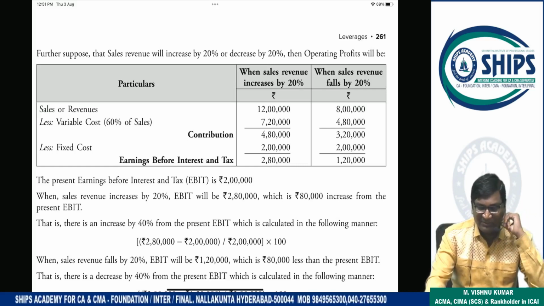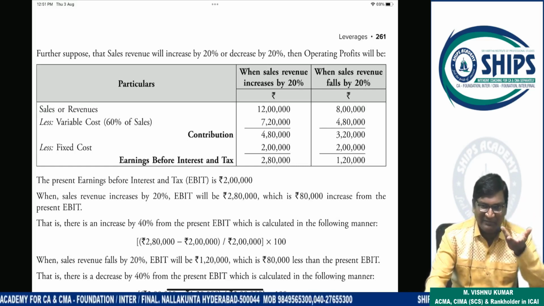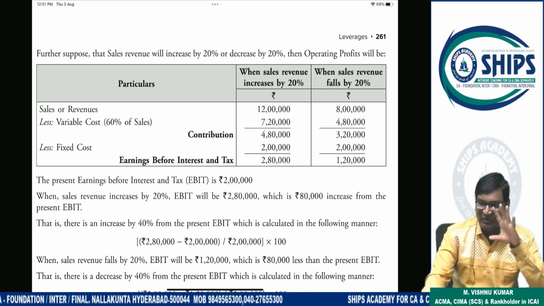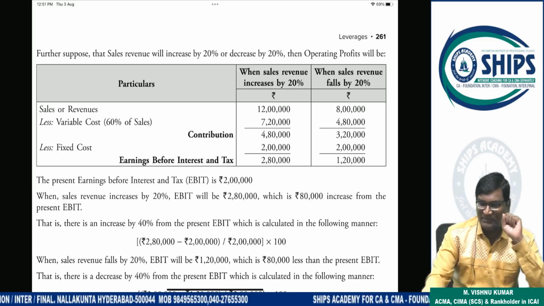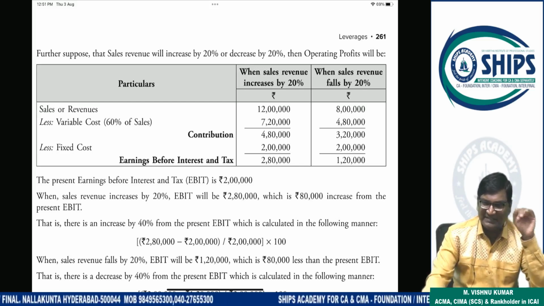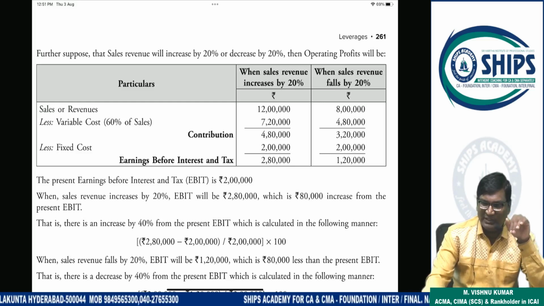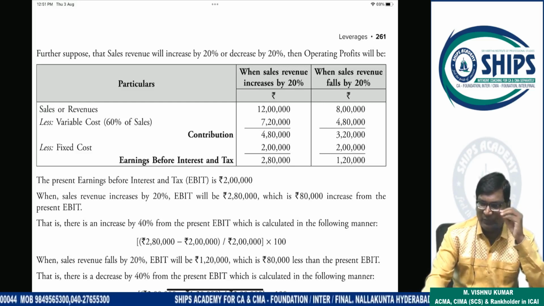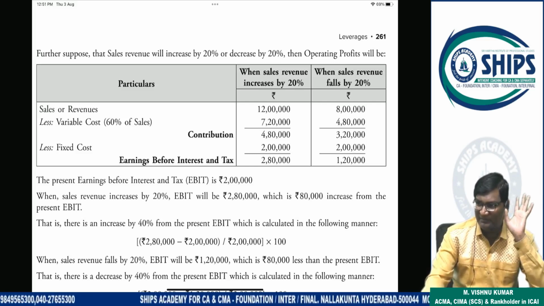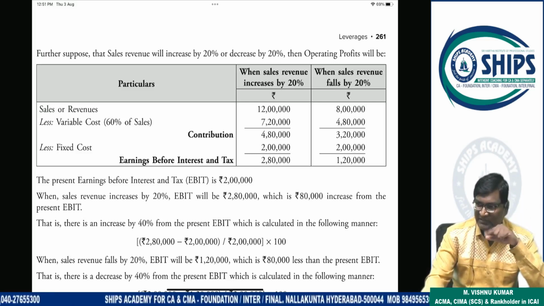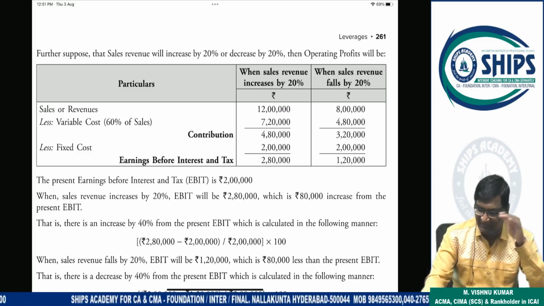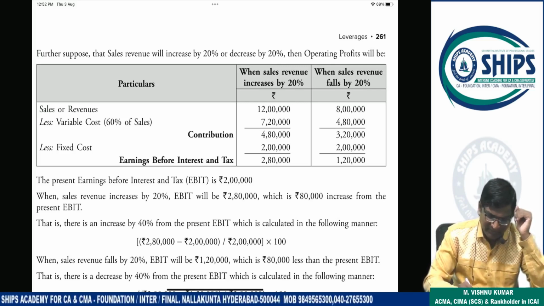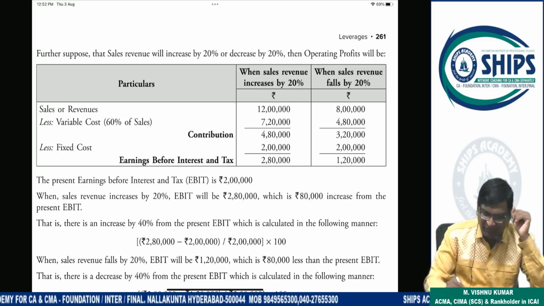Decrease by 20% means how much? 8 lakh. इतना तो समझ में आ रहा ना? यहाँ पर भी परेशानी हो रही है क्या? Minus variable cost. Variable cost is 60% of sale. So previously 10 lakhs into 60%, now 12 lakhs into 60%, 8 lakhs into 60%. Always remember variable cost will always be proportionate to sale. If sale increases, variable cost increases. Sale decreases, variable cost will decrease. So 12 lakhs into 60%, 720. 8 lakhs into 60%, 480.